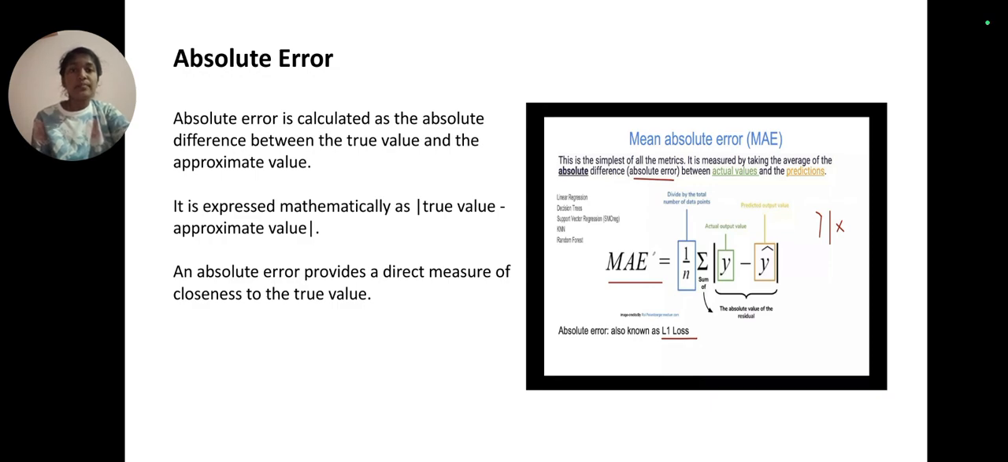Absolute error. Absolute error is calculated as the absolute difference between the true value and the approximated value. It is expressed mathematically as true value minus approximated value. Absolute error provides a direct measure of closeness to the true value.